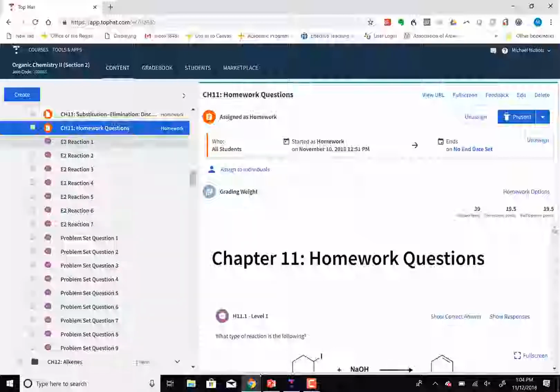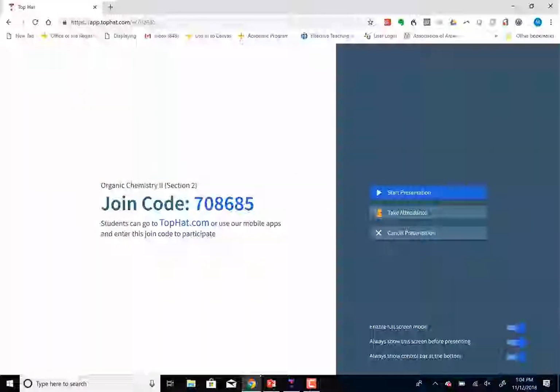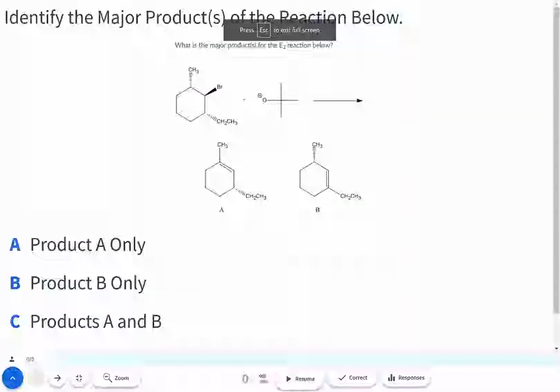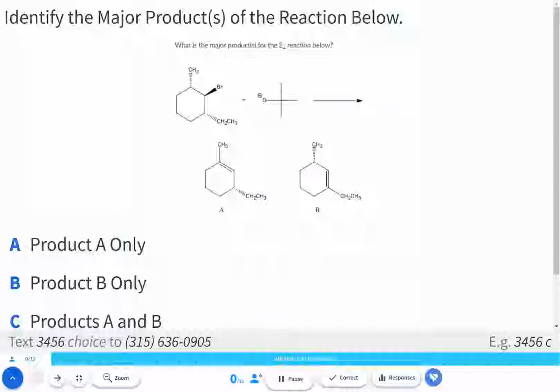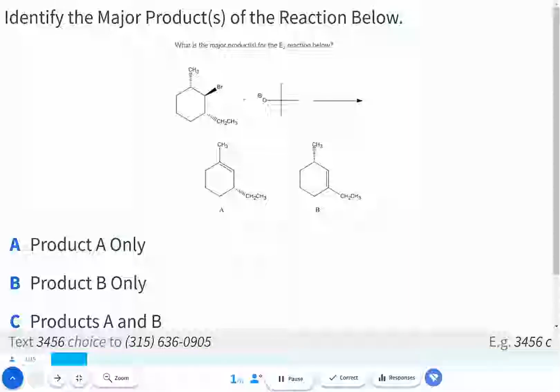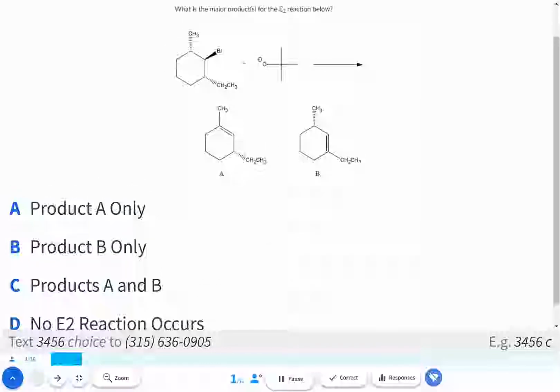Okay, we will start with reaction number 1, and reaction number 1 is this molecule. I put these on paper so that it's the first question on the paper. The question is: identify the major products of the E2 reaction. A, B, A and B, or D, no reaction occurs.